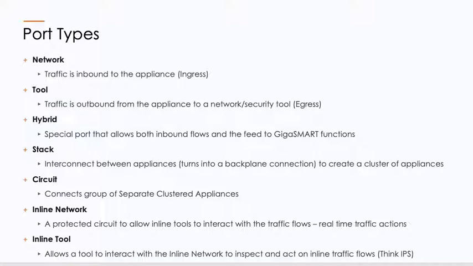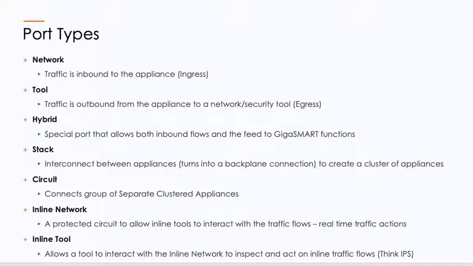As you select the different types of ports, you're going to have the option of selecting between multiple types. The first, and the default, is that of a network port. That's an ingress port. That's to receive traffic inbound into the appliance. A tool port is exactly what it sounds like. It's an egress port which is outbound to connect to your security tool or whatever tool is going to receive the traffic. A hybrid port is a special port that allows you to use it in both manners.